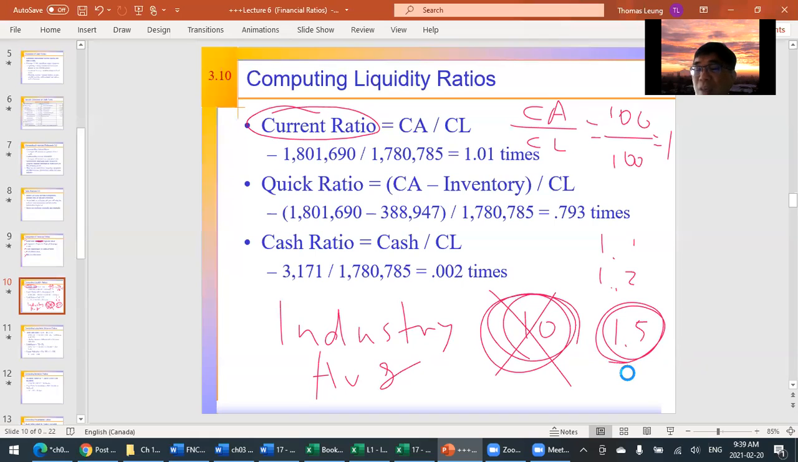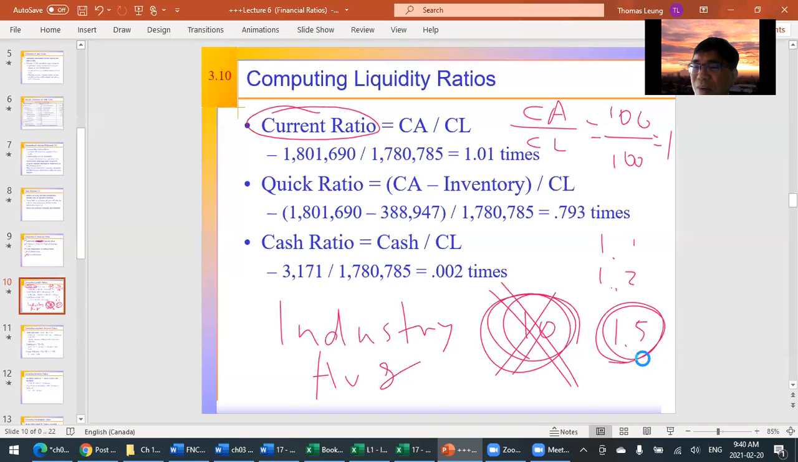Another thing is, if you have 1.5, it also means you are competitive in the market, because all your competitors have 1.5. So it's good to have 1.5 as well if you want to be competitive with them. So I would say too big a ratio is no good. Don't go to the extremes. The best ratio should be close to the industry average.